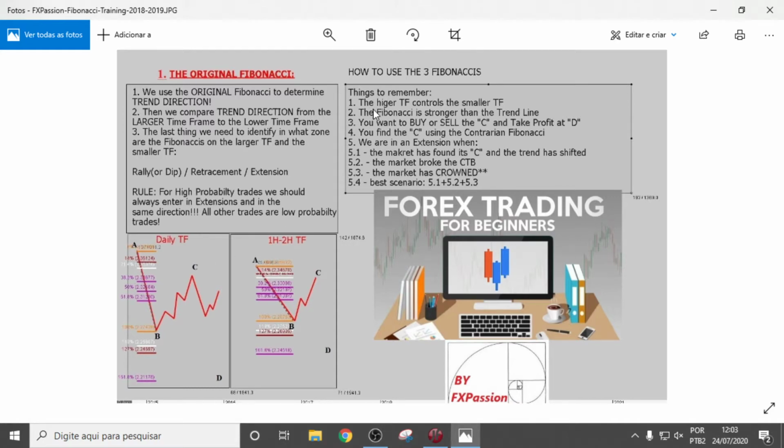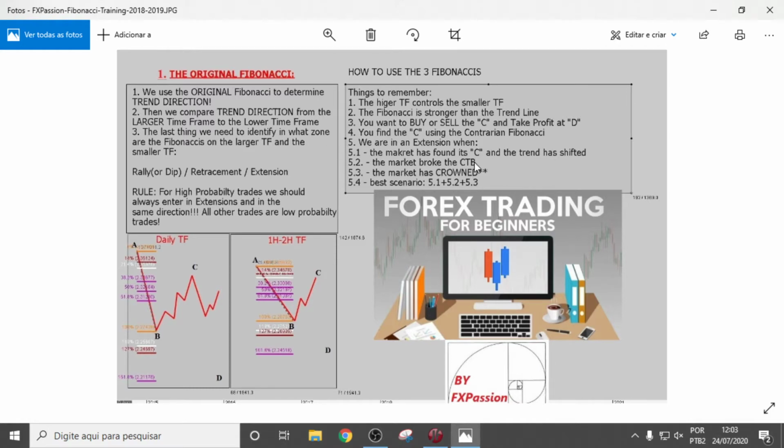Things to remember. The higher time frame controls the smaller time frame. The Fibonacci is stronger than the trend line. You want to buy or sell the C, and everybody, take profit at the D. You find the C using the contrarian Fibonacci, right? So, and we are in extensions when the market has found its C and the trend has shifted from yesterday.